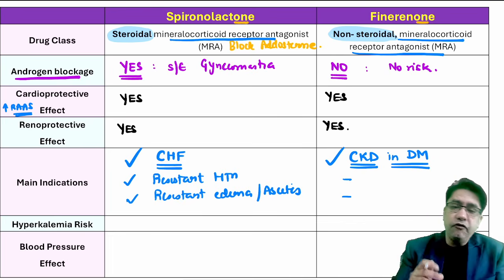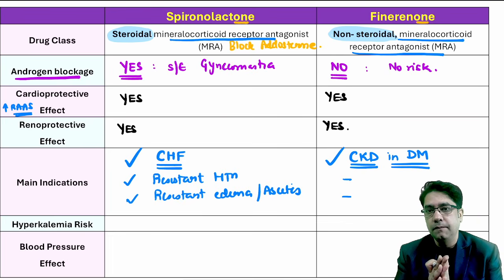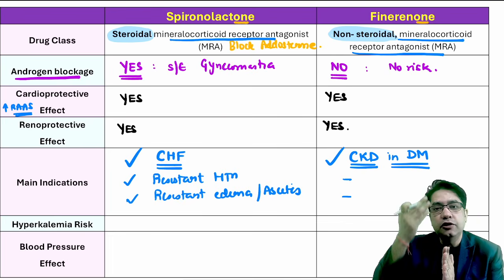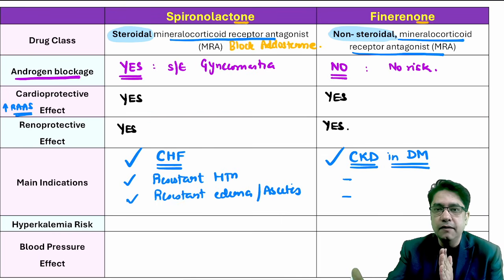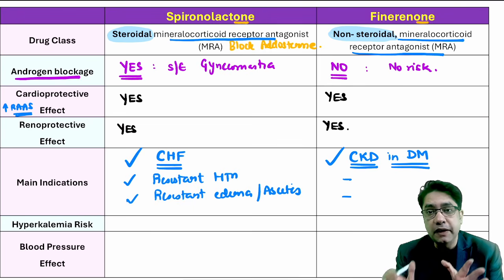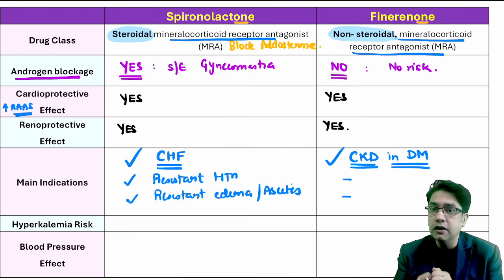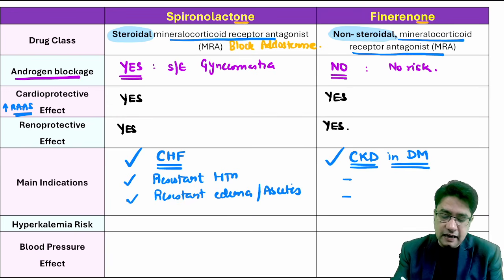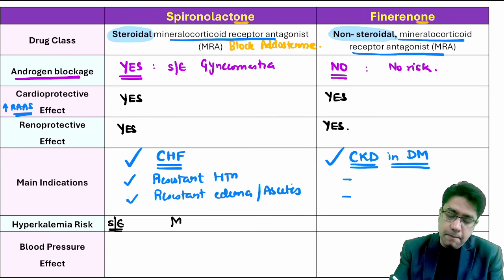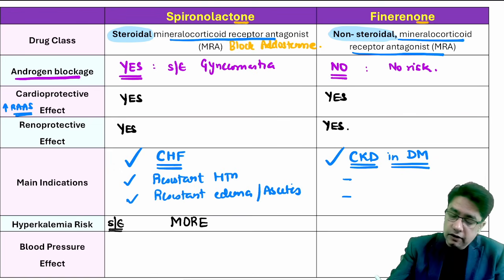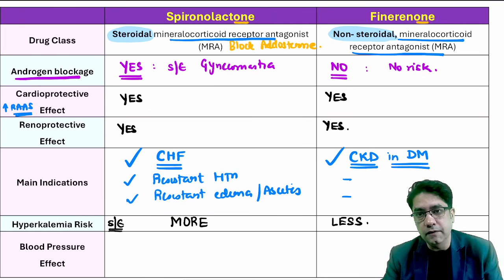Now, if you block aldosterone, it leads to sodium excretion in urine and it causes potassium sparing or potassium retention. So both these drugs have a side effect of hyperkalemia. But remember, more hyperkalemia is seen with spironolactone, less hyperkalemia is seen with finerenone.